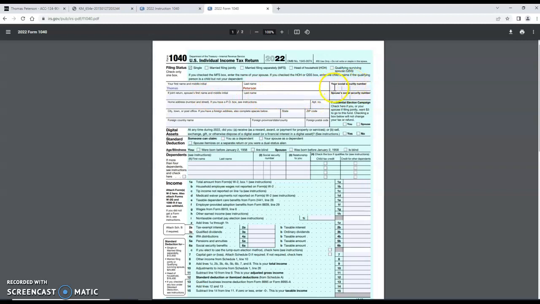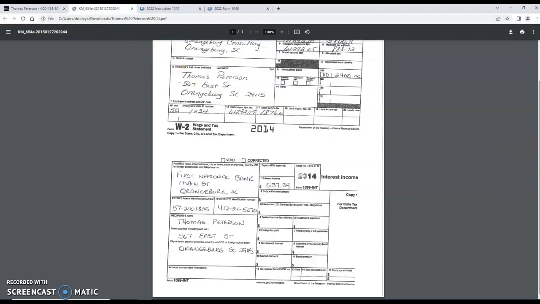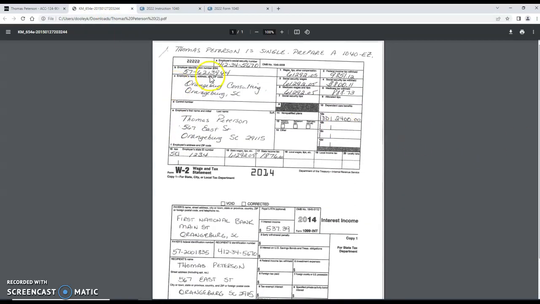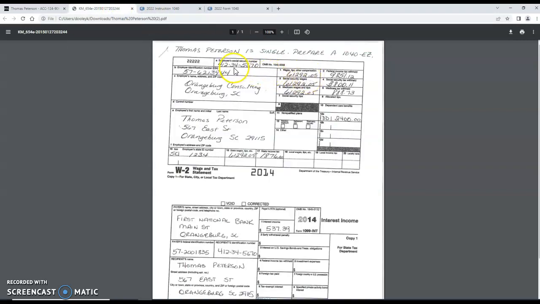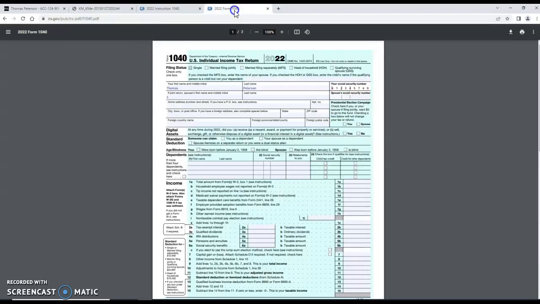Over to the right, it wants his social security number. Where are we going to find that? Well, it's on these forms. So here, the employee social security number, 412-345670. Let me check that.